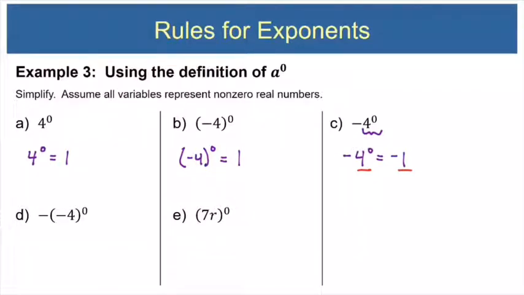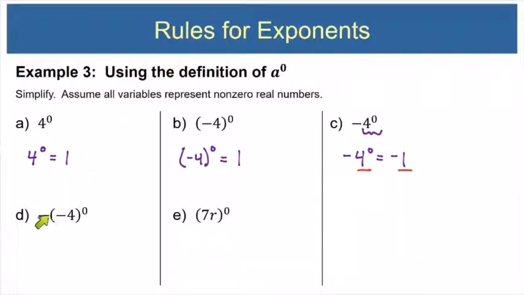So I want you to pause and think about that and get it clear in your head. Anything to the 0 power is 1. In the case where we have the parentheses, everything is being raised to the 0 power, so it's all equal to 1. But here there are no parentheses, so all that's getting raised to the 0 power is just the base, which is 4. The negative is sitting out front, so negative 4 to the 0 power is negative 1.